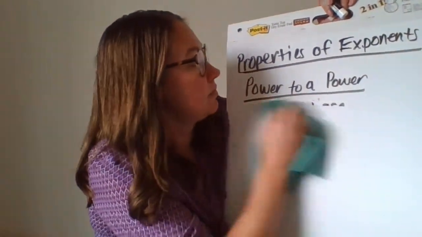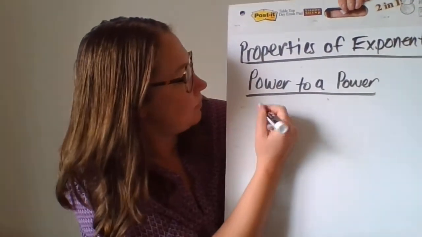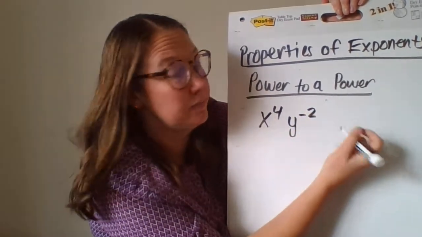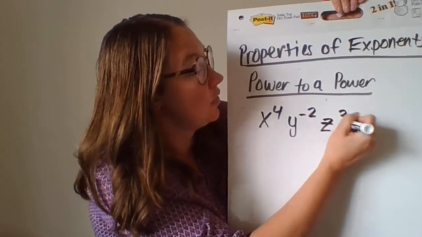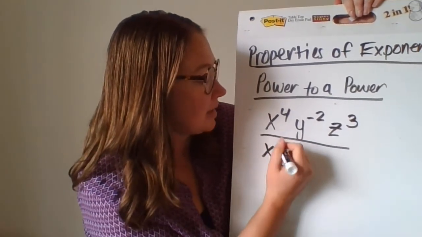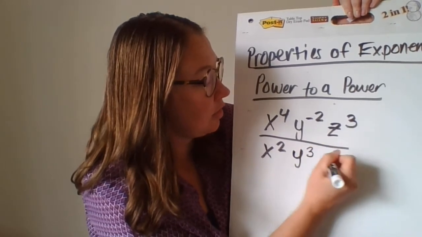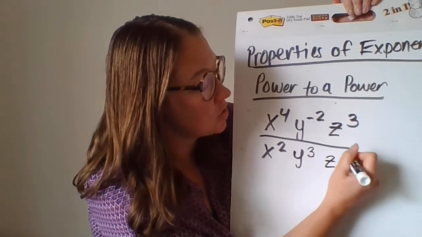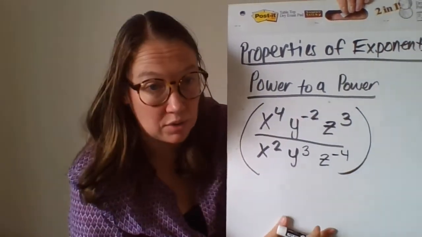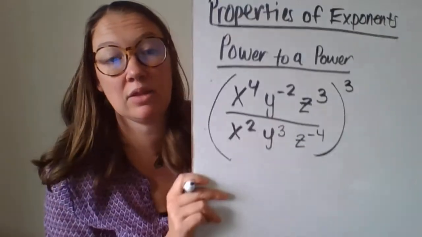Okay. So if I have x to the fourth, y to the negative second, and z to the third, and I'm dividing that by x to the second, y to the third, and z to the negative fourth, and I'm raising all of those to the third power. That is a crazy looking problem.